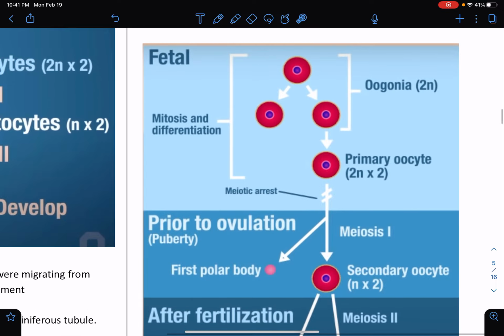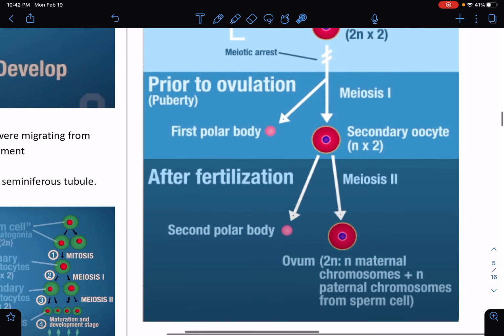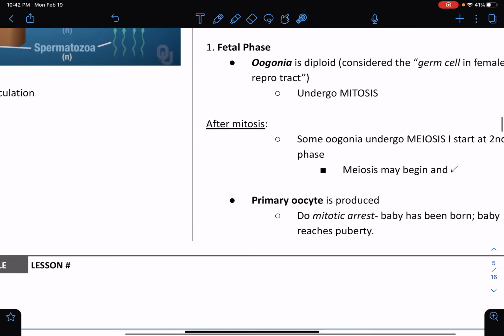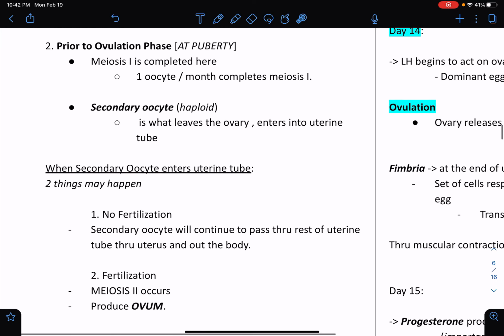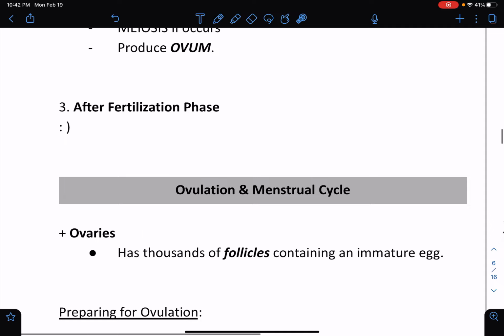Regardless if the woman gets pregnant or not, meiosis 1 will happen. But yeah, meiosis 2 makes all the difference. It doesn't happen if the woman is not fertilized.